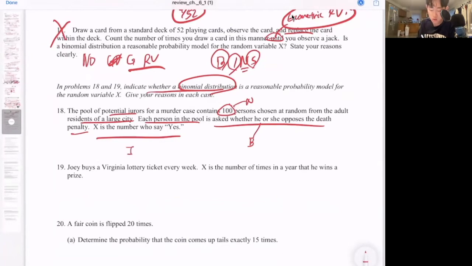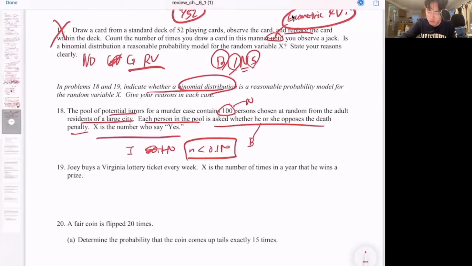By doing the 10% condition, the sample has to be less than 10% of the population, and then you can assume that it's going to be independent. The other one is the same probability here. Each person in the pool is asked whether he or she opposes the death penalty. I believe the 4 conditions are satisfied for 18.